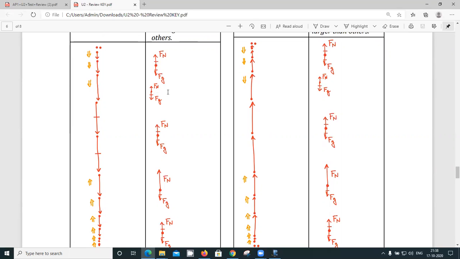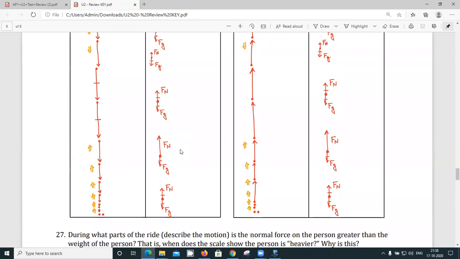Here the acceleration is downwards. So Fg minus Fn is m into a, and m into a is positive. That means that Fn is less. Here Fg equal to Fn. Here Fn is less than Fg, so you will feel your weight is less. And when it is moving at constant speed, again Fn will be the same as Fg, so you'll feel the same weight as when it is at rest. And here Fn is more, so here you will feel more weight.